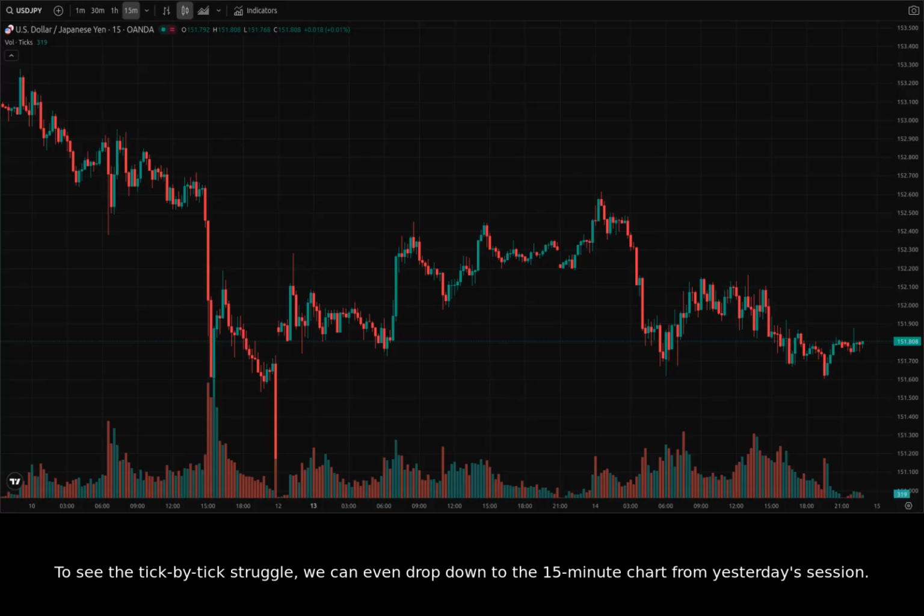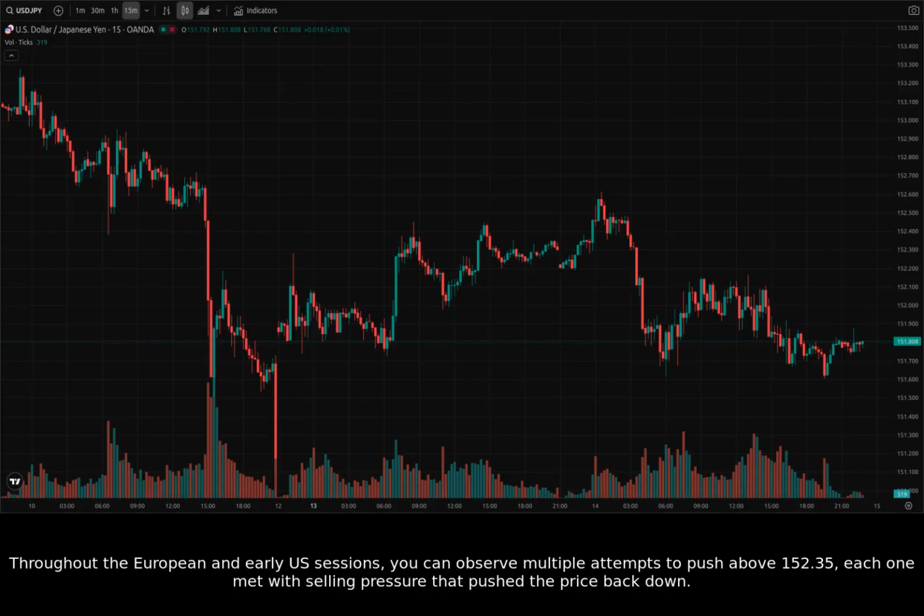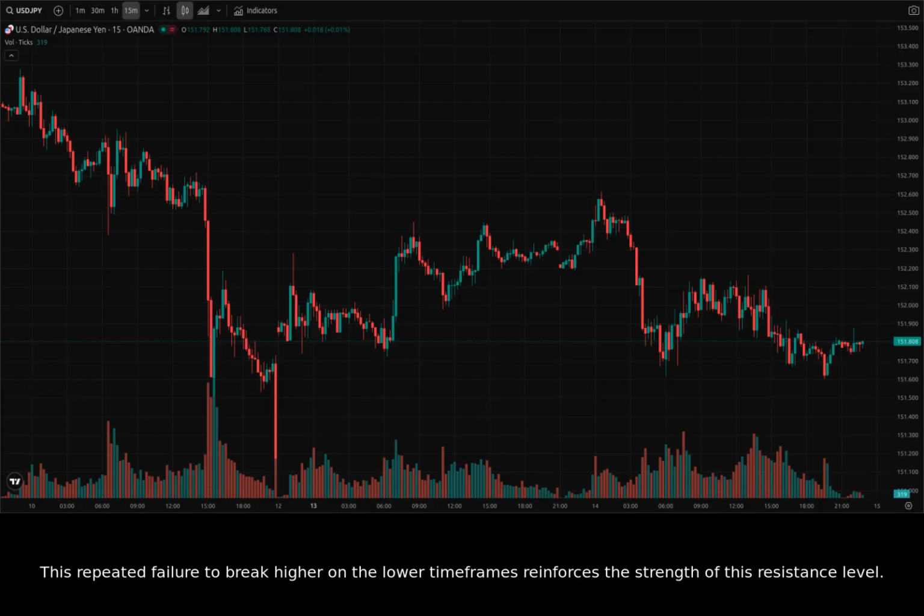To see the tick-by-tick struggle, we can even drop down to the 15-minute chart from yesterday's session. Throughout the European and early US sessions, you can observe multiple attempts to push above 152.35, each one met with selling pressure that pushed the price back down. This repeated failure to break higher on the lower timeframes reinforces the strength of this resistance level. For intraday traders, this kind of price action offers clear, defined risk levels for short-term trades. It shows a market in equilibrium, waiting for a new catalyst to force a breakout.